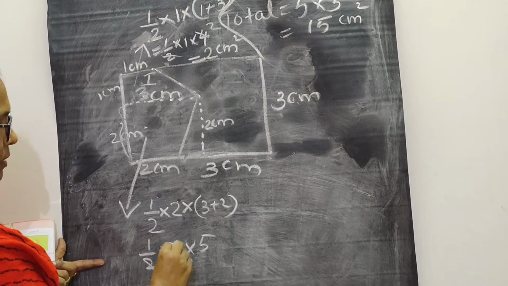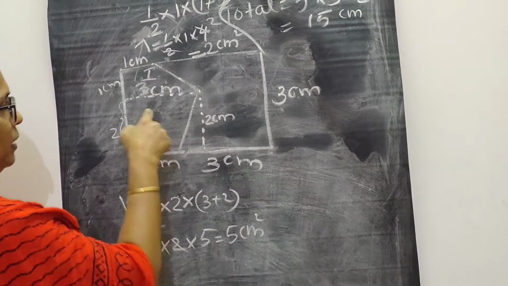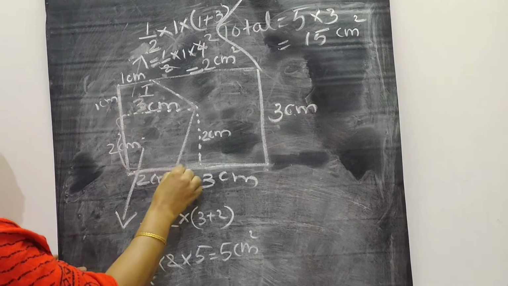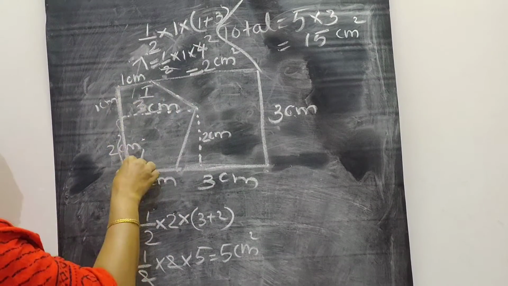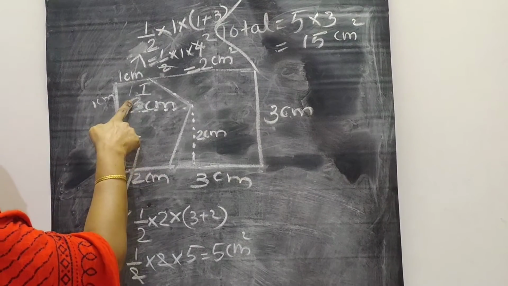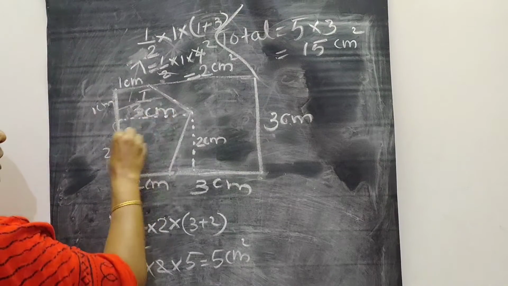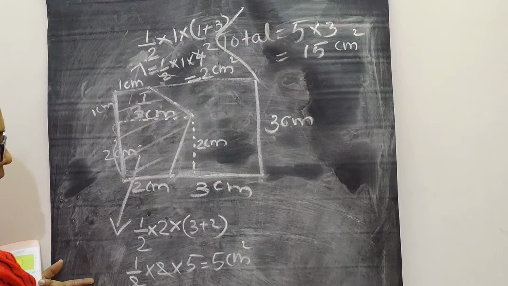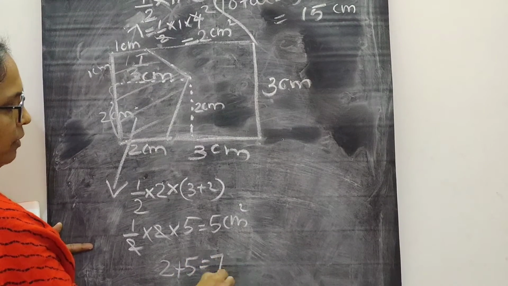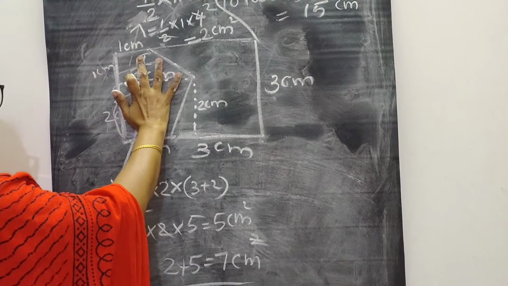We can cut this and this 2, which is equal to 5 centimeters square. That is the area of this part. Then what is the total area of this part? Here it is 2 centimeters square and here it is 5 centimeters square. So what is the total area here? Total area equals 2 plus 5 equals 7 centimeters square. That is the area of the left side part.